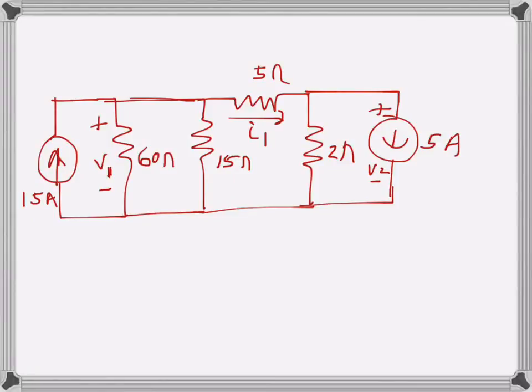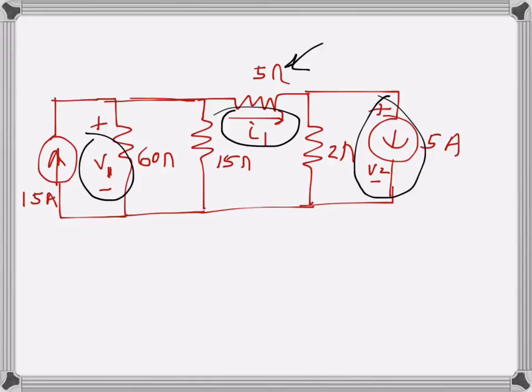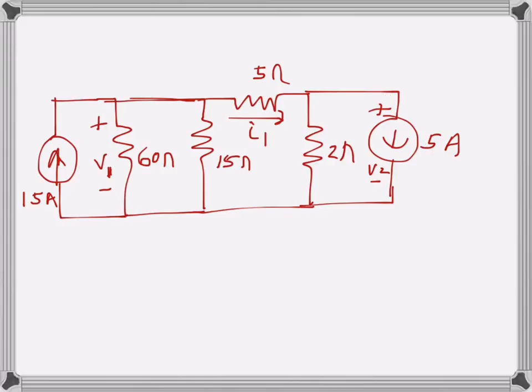In this circuit, the unknowns are V1, this voltage, I1, the current through this resistance, and V2, this voltage. So I want to solve these unknowns using the node voltage method. I will introduce the node voltage method using this example. That probably is a good idea. So the node voltage method is something like this.